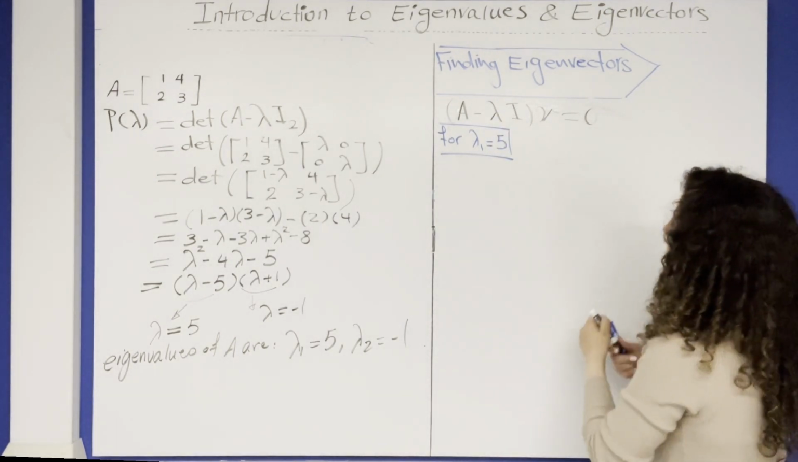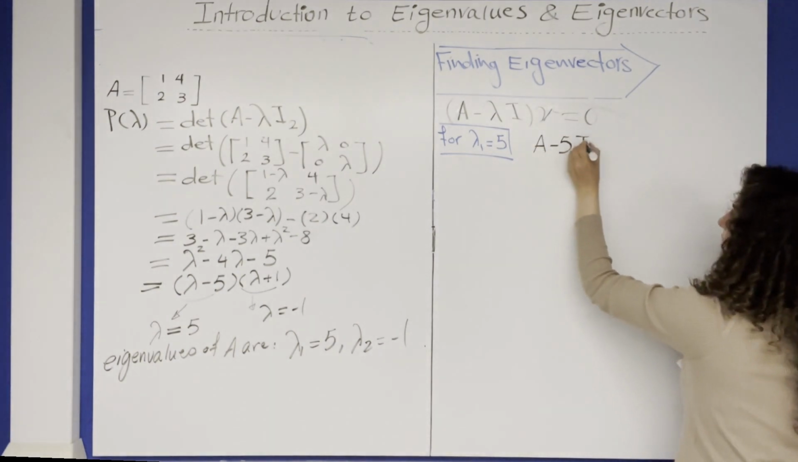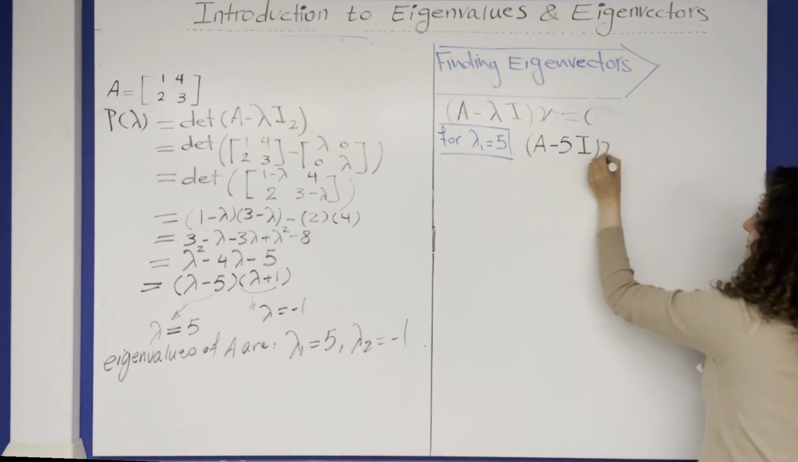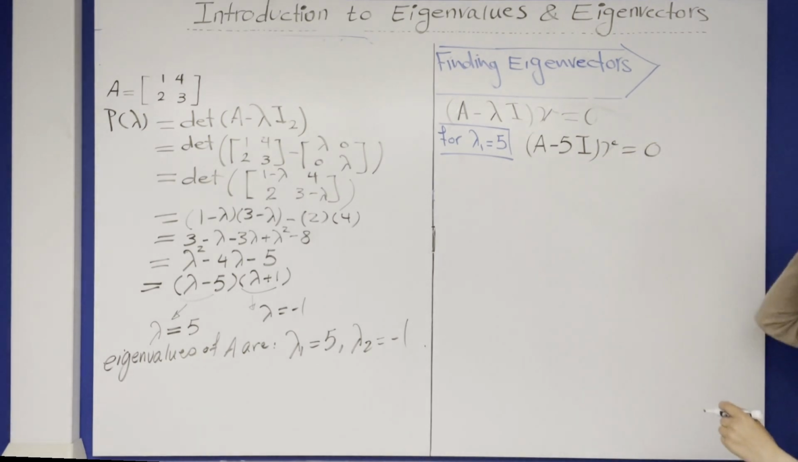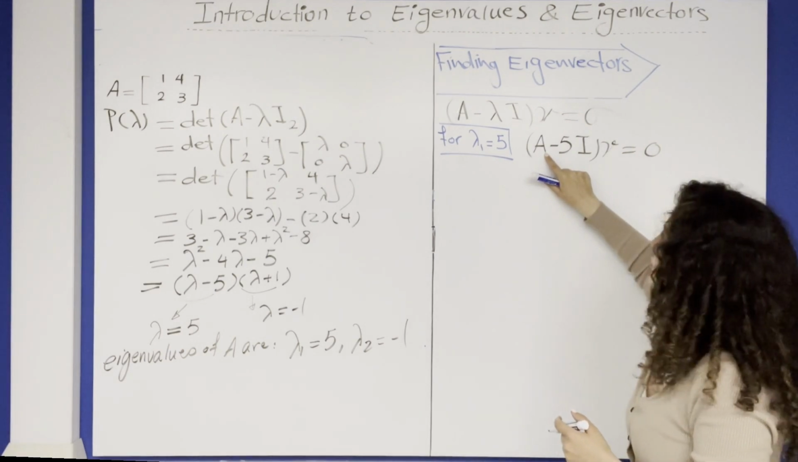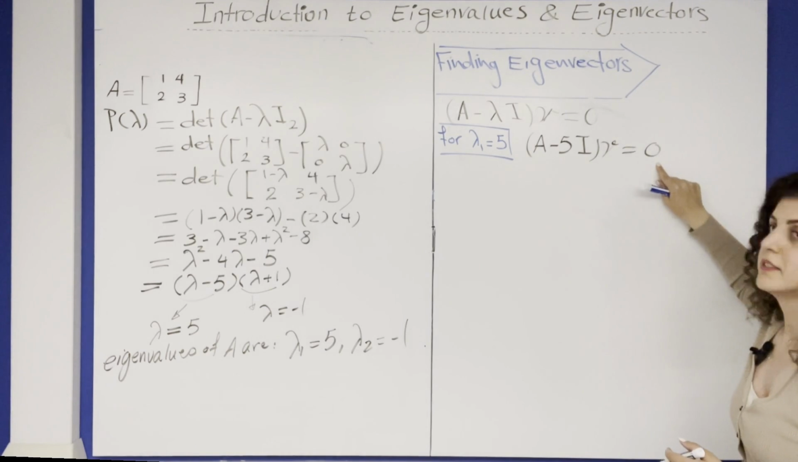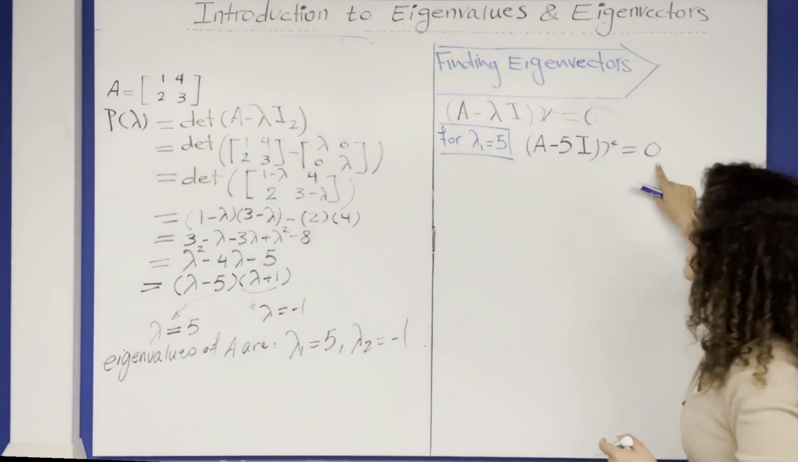So we get (A minus 5 identity) times vector v is equal to 0. And here in this example, matrix A is of size 2, so this is identity of size 2, vector v is of size 2, 0 is a 0 vector of size 2.